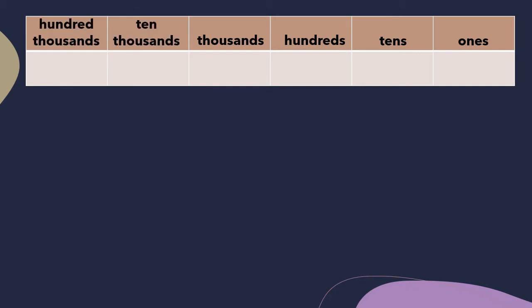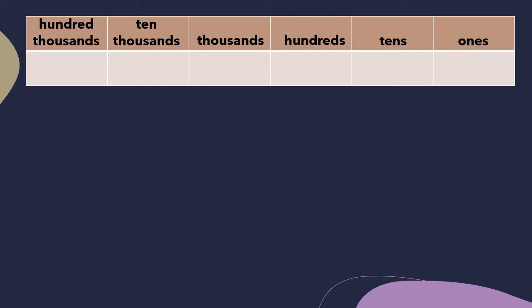We are going to do the exact same thing that we have been doing since working with place value through the hundreds, through the thousands, through the 10,000s, but we're just adding one more place. So we've worked with ones, tens, hundreds, thousands, 10,000s, and 100,000s now.